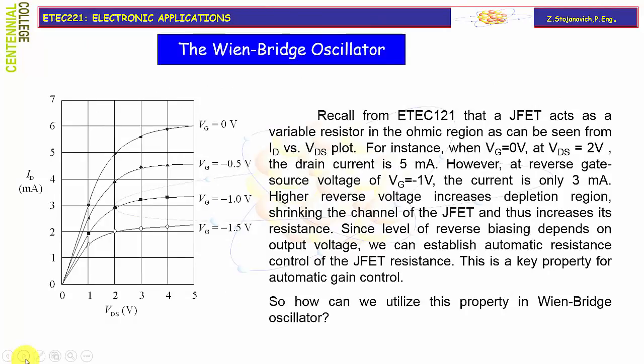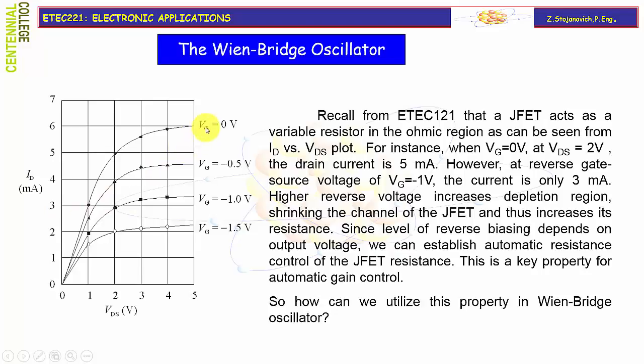Recall from ETEC221 that a JFET acts as a variable resistor in the ohmic region, as can be seen from the ID versus VDS plot. For instance, when VG is equal to 0 volts, at a drain-source voltage VDS of 2 volts, the drain current will be 5 milliamps. However, at a reverse gate-source voltage of VG equals negative 1 volt, you see that for the same condition, VDS equals 2, we will have only 3 milliamps.